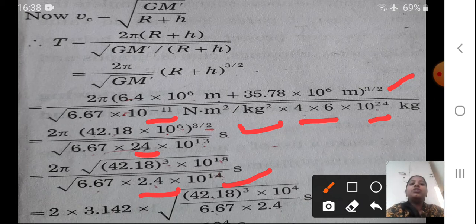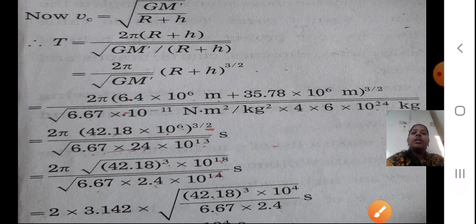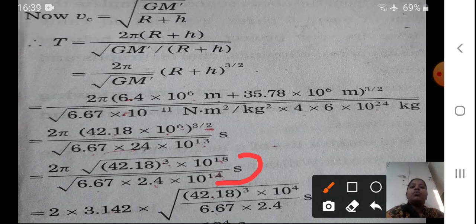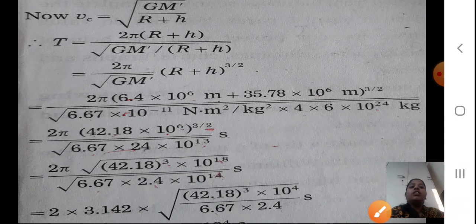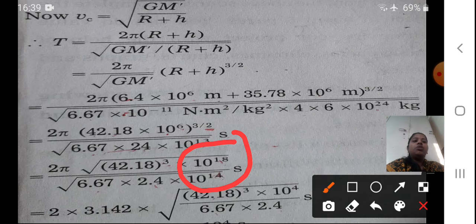Now what you are going to get: 2 into 3.142 into, see here, the pi value I have substituted as 3.14. You can take it, no need of that 2. And I have solved here the root of 42.18 cube multiplied by 10 raised to 4 upon 6.67 into 2.4. How did this 10 raised to 14 come? Here, if it goes up, it will become 10 raised to 14 whatever I have taken, and this is the 10 raised to 18, that they have sorted out and written as 10 into 10 raised to 4. So now, if you remove it from the root, you can also keep this as it is, no need to do what they have done. Here you can solve on your own.